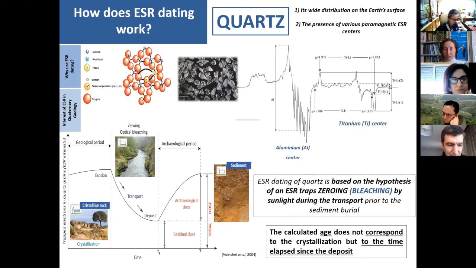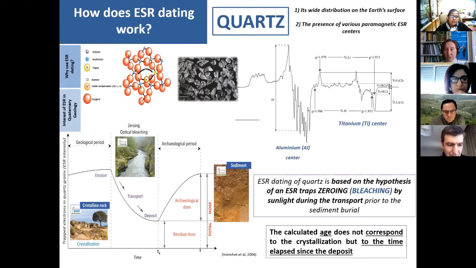Quartz has different paramagnetic centers, but the paramagnetic centers showing the best potential to date Quaternary sediments are the aluminum center and the titanium center. But there are other centers that could potentially be used, such as the E' center, for example.